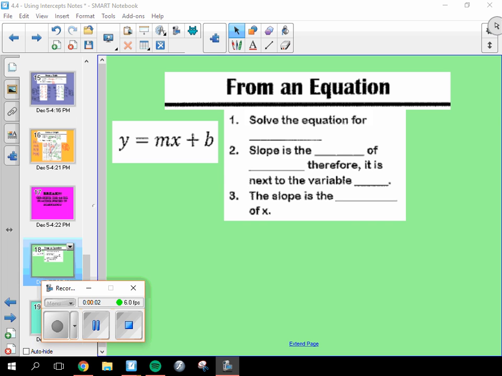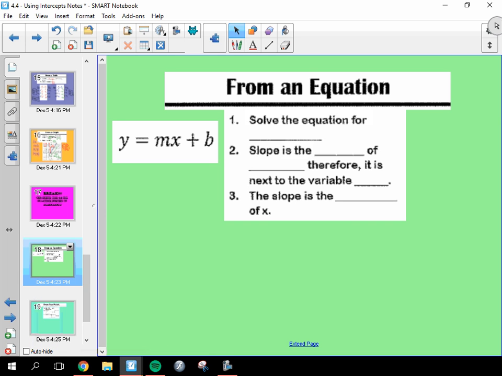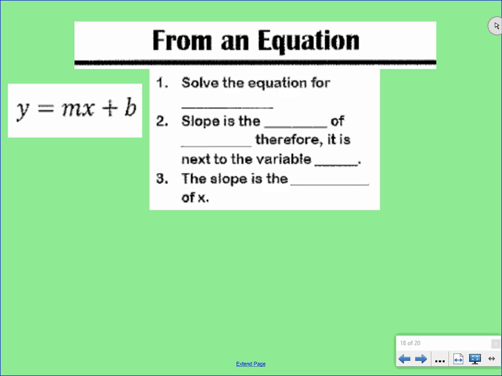The next way to find slope is from an equation. So the first step is to solve the equation for y. Remember, we call that function form. Slope is our rate of change. It's how much each variable is changing. So it is next to the variable x.